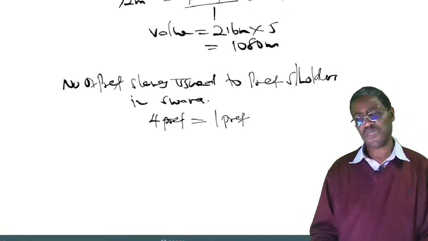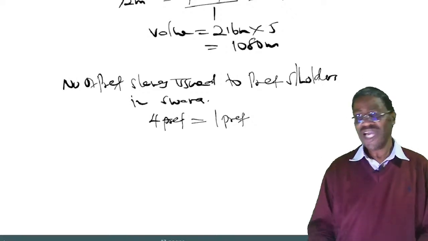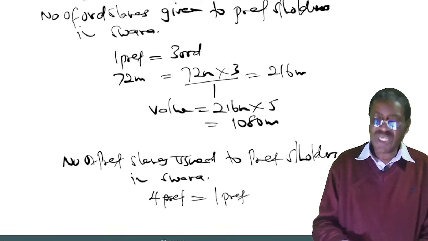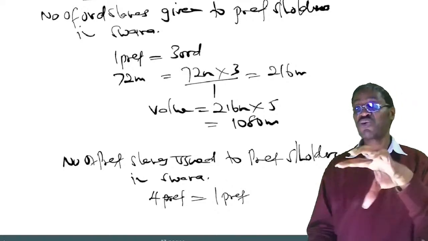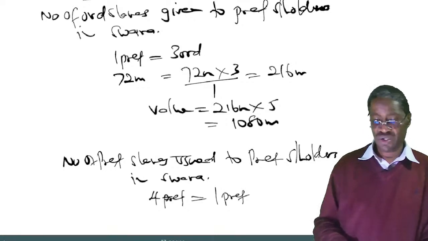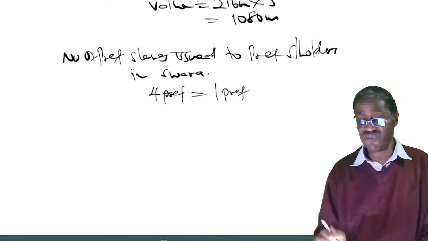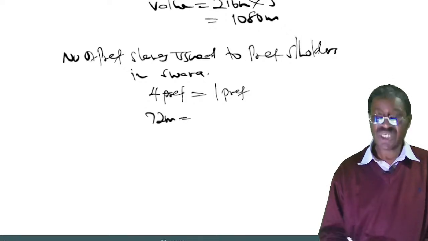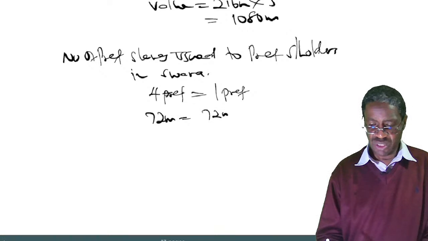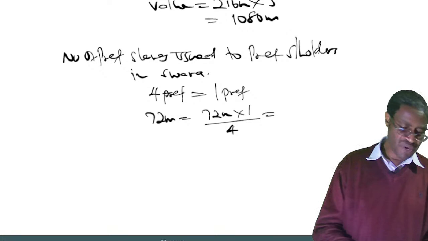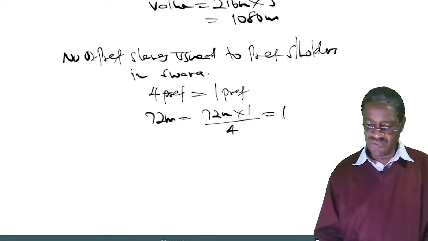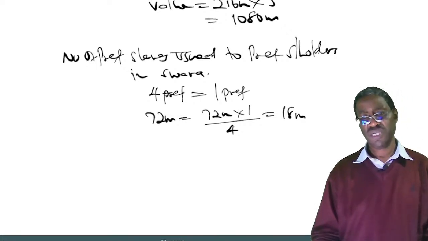So you go back and check how many preference shares there are in Swara. I don't have to calculate them again. We have already used them up here, because even here we were saying for every 1 preference, we were giving 3 ordinary. So we took 3.6 billion and divided by 50 to come to 72 million. It will be 72M times 1, divided by 4. So how many preference shares are we giving? 72 divided by 4, we are giving 18 million shares. Then we get the value for them.